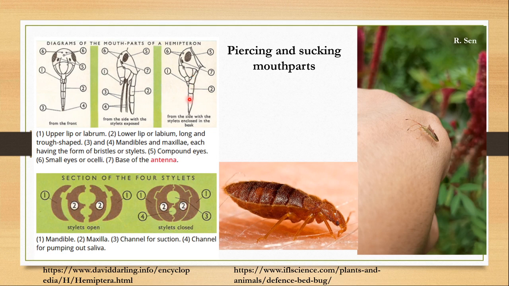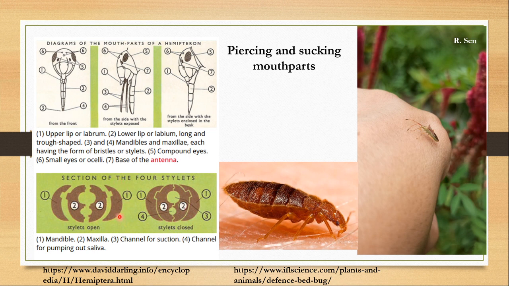Now, when the beak looks like this, you can make a section and you can see it here. This is one condition where the beak is open and all the four stylets are loose. Each of these needle-like projections, which are mandibles and maxillae, is known as a stylet. Here, number 2 represents the maxillae and number 1 represents the mandibles.